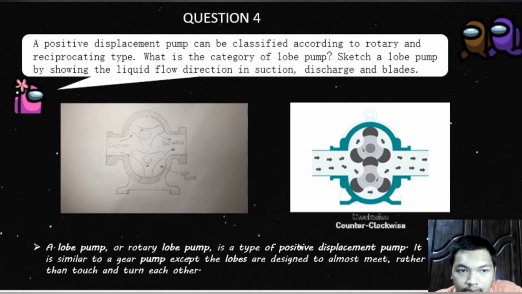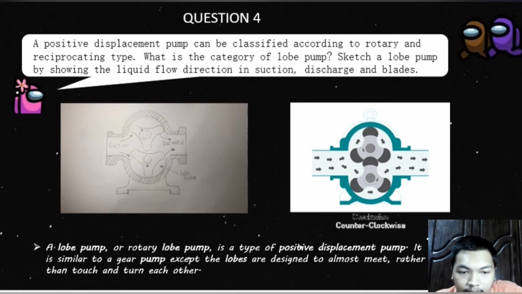Question 4. A positive displacement pump can be classified according to rotary and reciprocating type. What is the category of loop pump? Sketch a loop pump by showing the liquid flow direction in suction, discharge, and bleed.